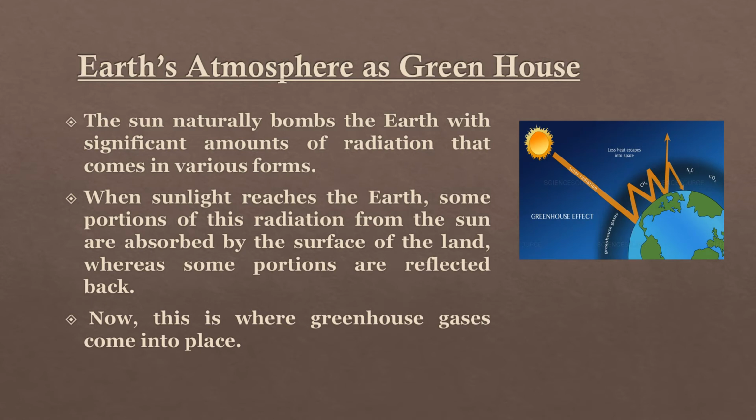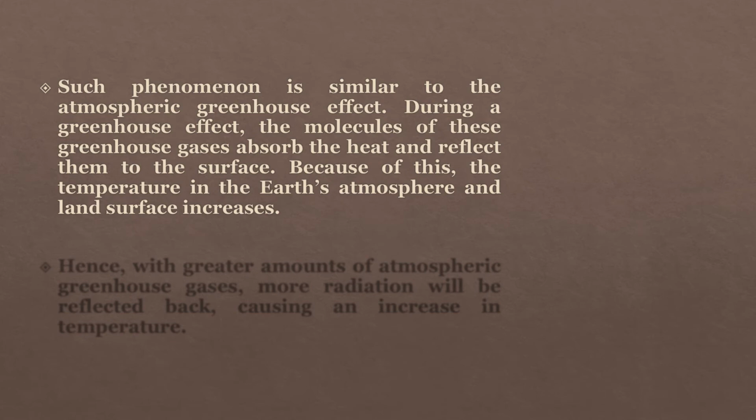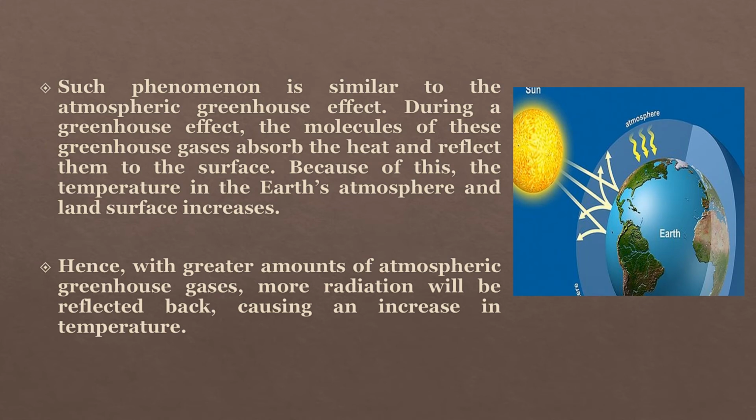Dear students, please attentively observe the image. Here our Earth has been shown as a greenhouse. Such a phenomenon is similar to the atmospheric greenhouse effect. During the greenhouse effect, the molecules of these greenhouse gases absorb the heat and reflect it to the surface. Because of this, the temperature in the Earth's atmosphere and land surface increases. Hence, with greater amounts of atmospheric greenhouse gases, more radiation will be reflected back, causing an increase in temperature.